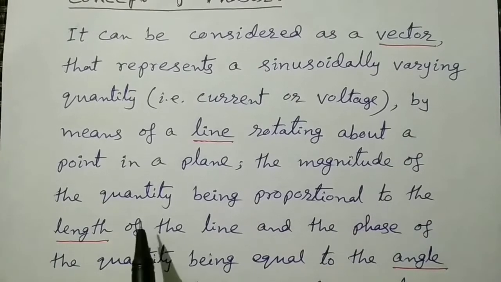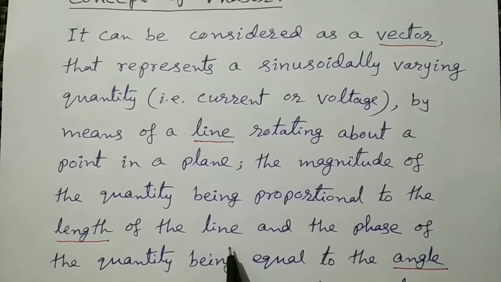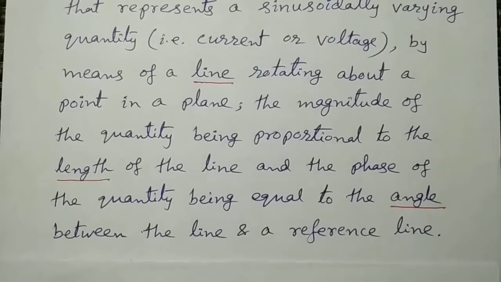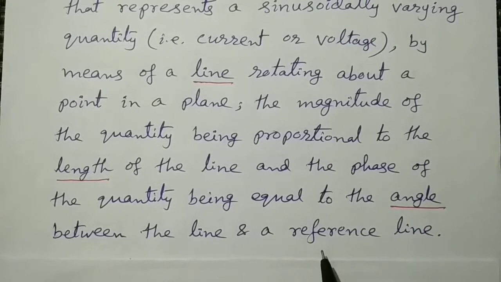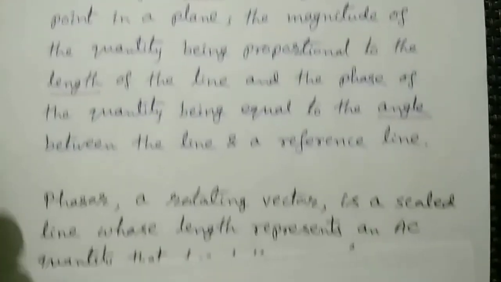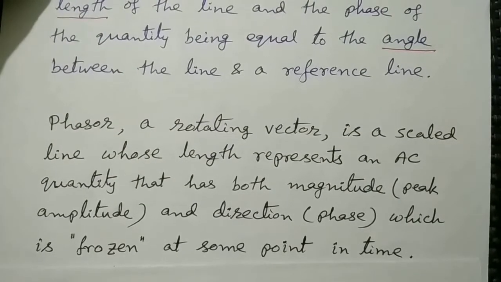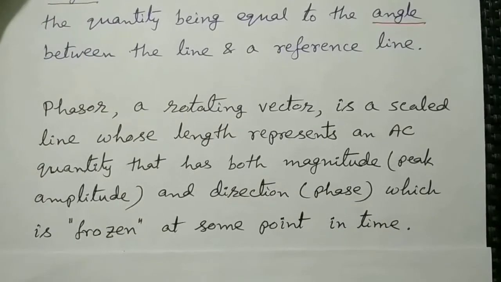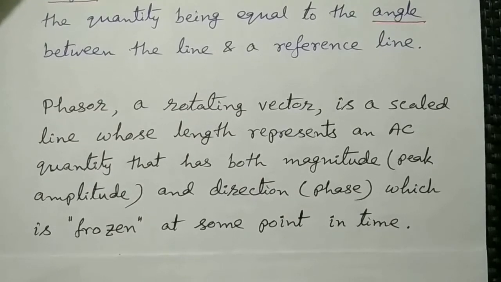Here the magnitude of the quantity is proportional to the length of the line, and the phase of the quantity is equal to the angle between the line and a reference line. Generally, the reference line is considered as the positive x-axis, that is the 0 degree line. In other words, the phasor can also be considered as a rotating vector.